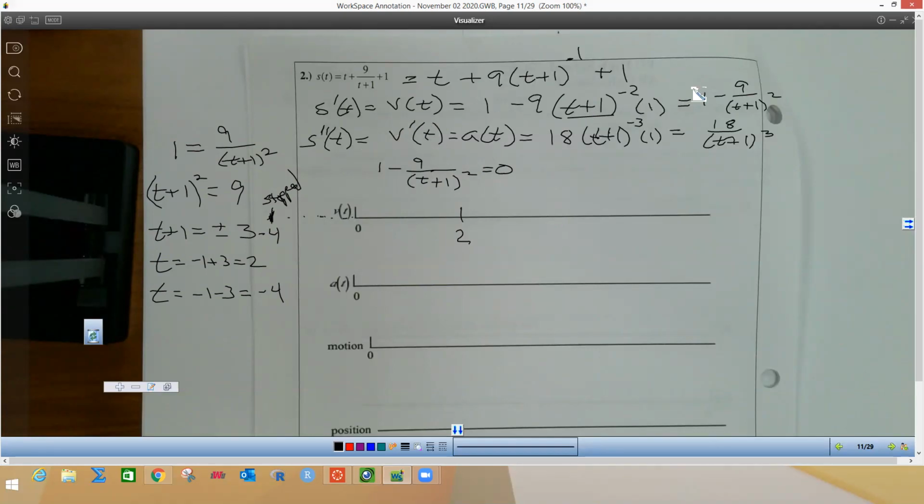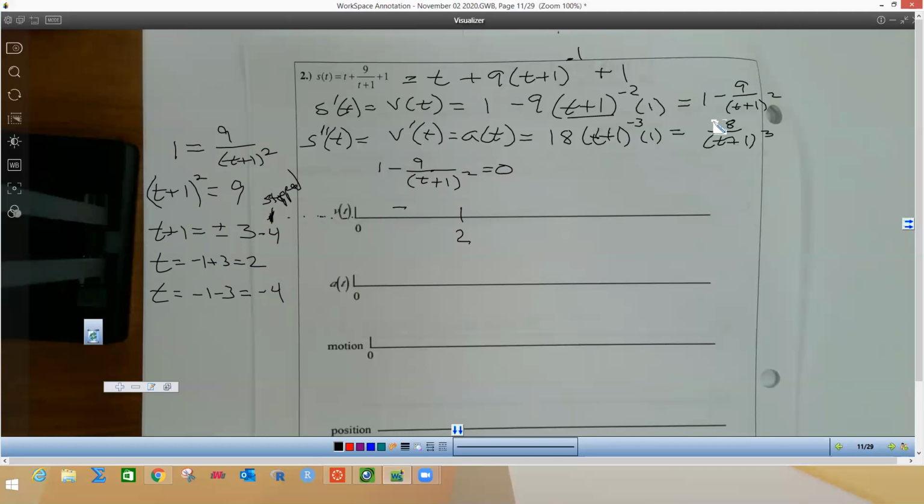So what I want to do is come up here in this thing right here, and I'm going to plug in a number between 0 and 2. So I'm going to plug in the number 1 right here. And when I plug in the number 1 right here, I get 1 plus 1 is 2, and you square that, you get 4. So this is 9/4, which I hope we all know. 9/4 would be negative 2 and 1/4. So 1 minus 2 and 1/4 makes this over here negative. So I know the object's moving left from 0 to 2 seconds.